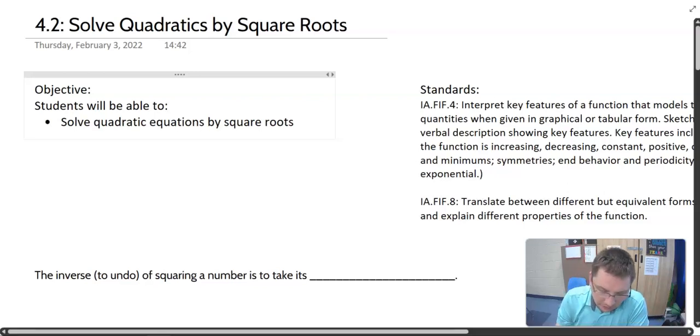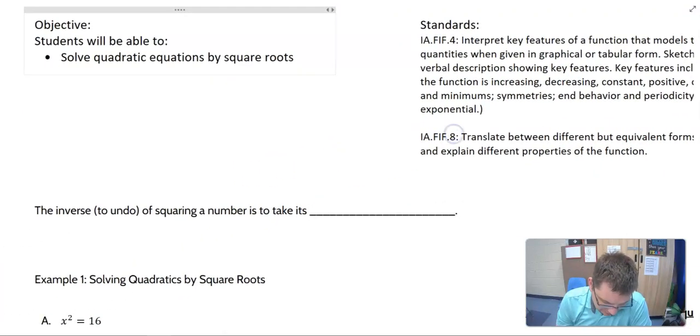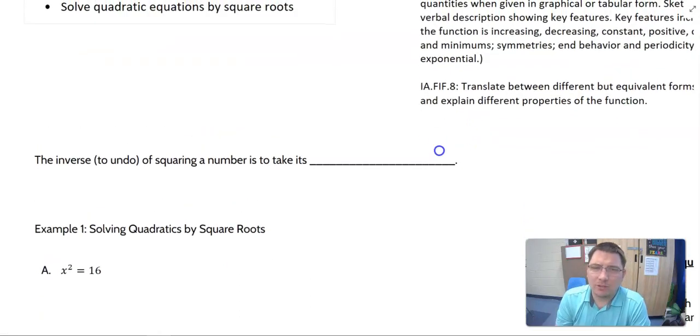And we're continuing in our standards that we've looked at in section 1, F-IF.4 being able to interpret the key features, and F-IF.8 being able to translate between equivalent but different forms. And so the first thing we need to talk about when we talk about solving by square roots is to remind ourselves what is a square root and what does it do.